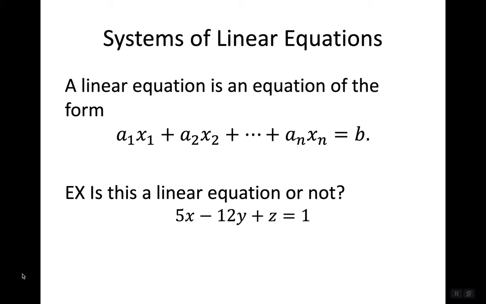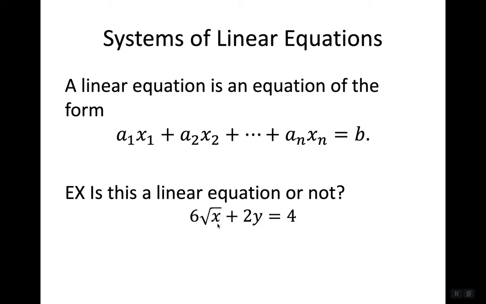How about 5x minus 12y plus z equals 1? Yes, that's a linear equation as well. A constant times x plus a constant times y plus a constant times z equals a constant. 3x squared plus 8 equals, no, this is not going to be a linear equation. You can't have an x squared.